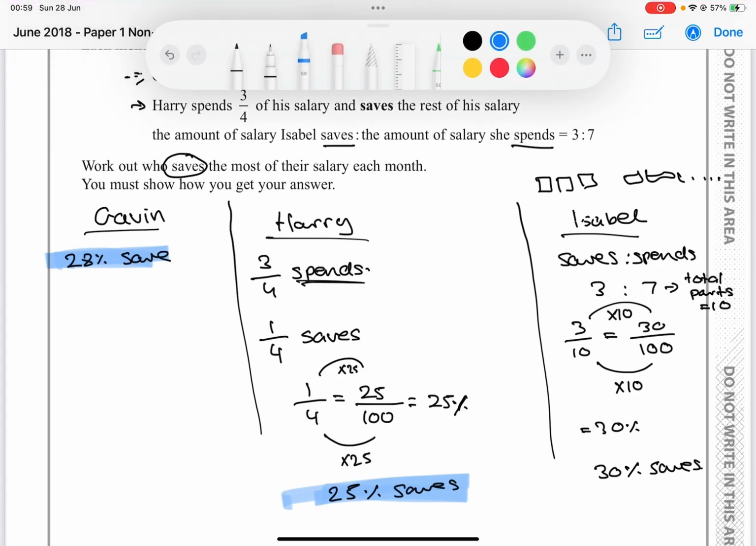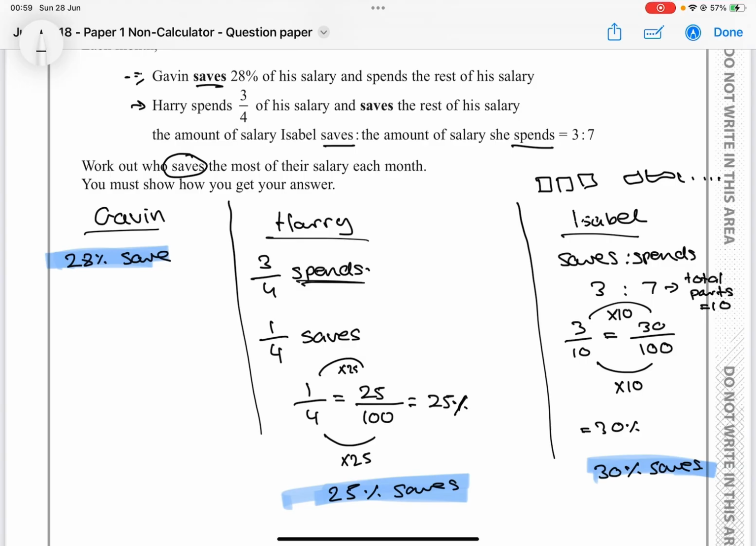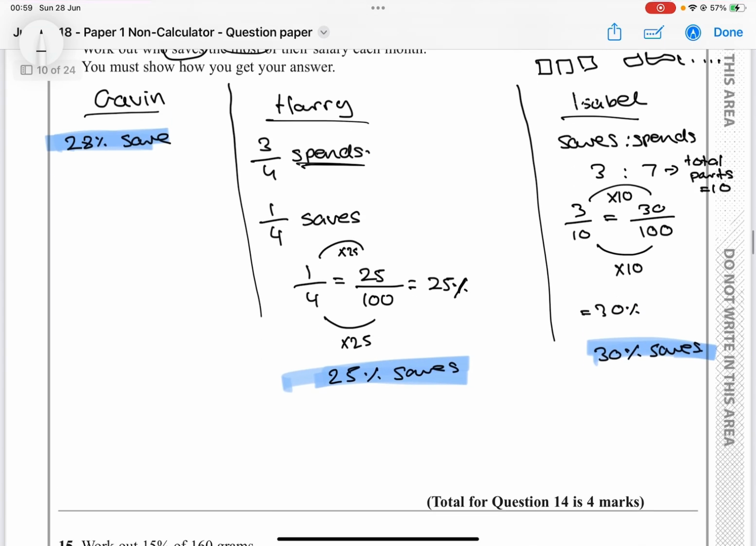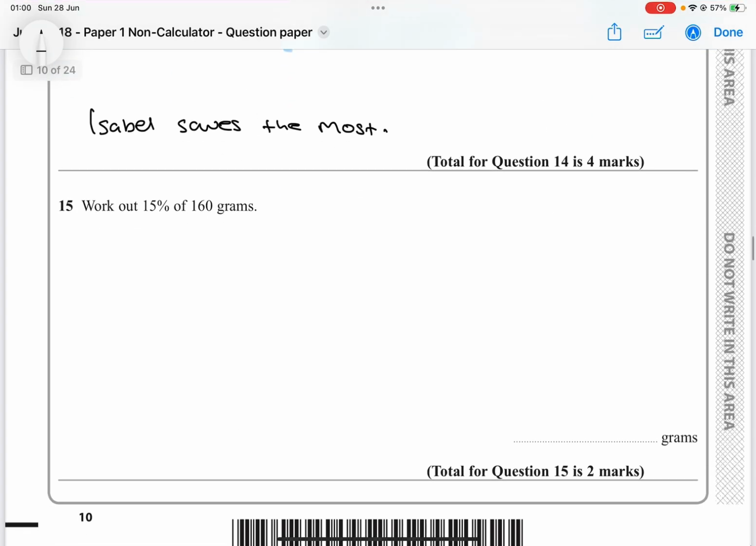Now we just compare the percentages. Whoever has the highest percentage, they save the most. So out of the 3, Gavin saves 28%, Harry saves 25%, and Isabel saves 30%. Therefore, Isabel saves the most. That's it. That's all we need to show, and we've shown it as well. Perfect.